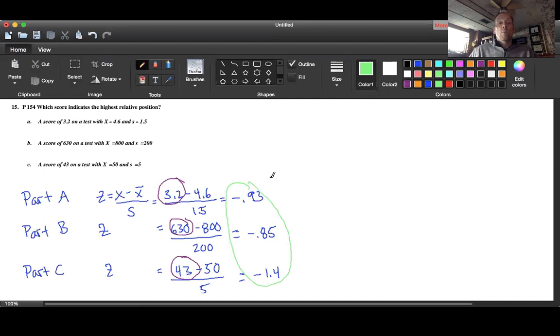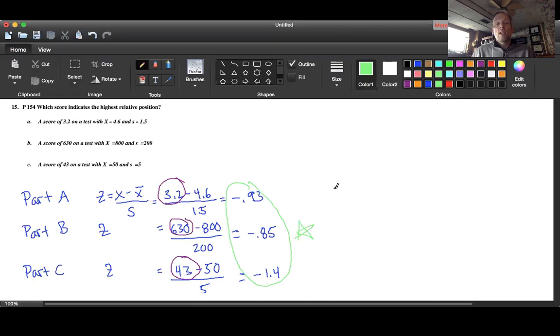The reason I circled that in green is because when you see negatives with z-scores, I want you to think of money. Would you rather owe somebody 93 cents, 85 cents, or $1.40? Most of us would rather owe somebody 85 cents, and that's why the score for B is actually the winner. If our z-scores come out negative, the best score is the one that's closest to 0. So that's what we have to pick.